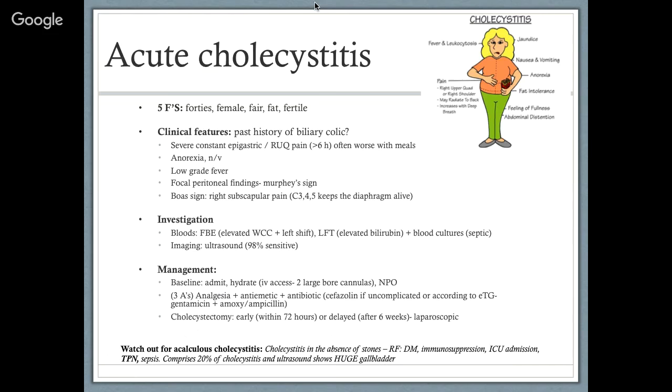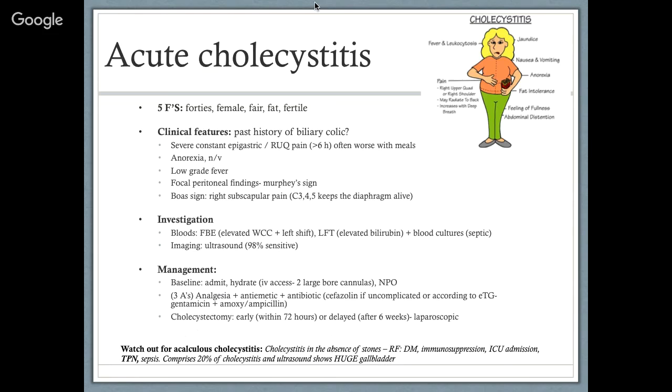And cholecystectomies are interesting because there's two time frames when you'll do it. Some surgeons like to operate as soon as the patient comes in, so within 72 hours. And some surgeons like to wait about 6 weeks for inflammation to resolve and then they'll operate. So there's pros and cons for both and it really depends on the individual surgeon and their preference as to whether they'll operate straight away or 6 weeks down the track.